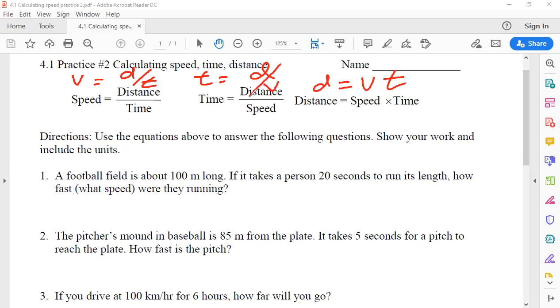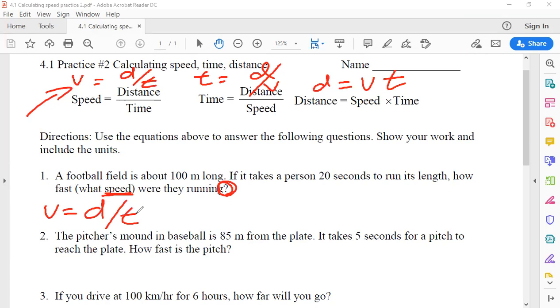So problem number one tells us a football field is about 100 meters long. If it takes a person 20 seconds to run its length, how fast or at what speed will they run? This tells us very explicitly what we're looking for: speed. So step one is to look for the question. We can find the question by finding the question mark. If we know the question, we know what equation to use. We're going to use our speed equation: v equals d over t. Speed equals distance divided by time.